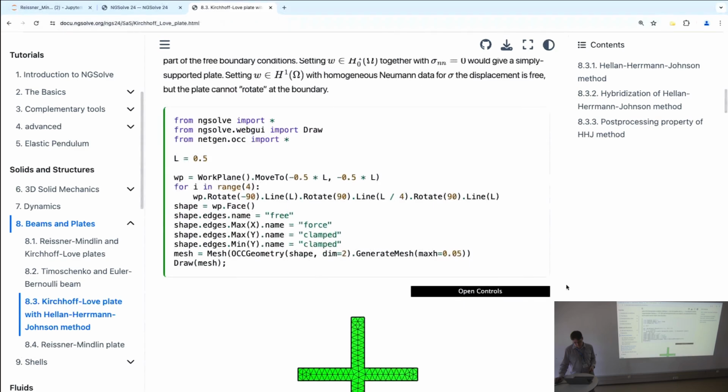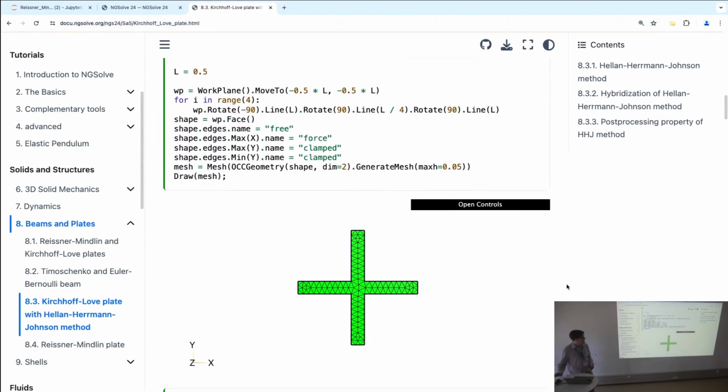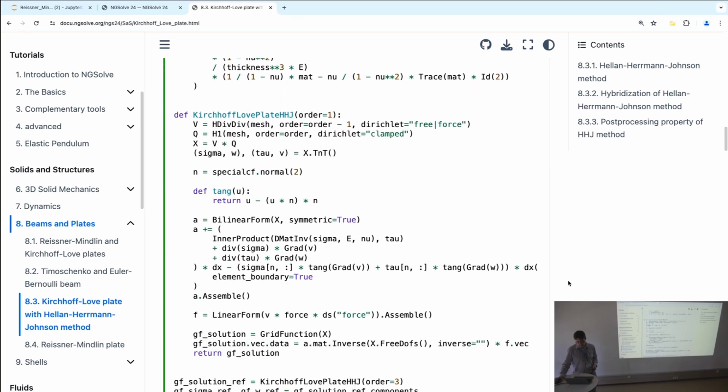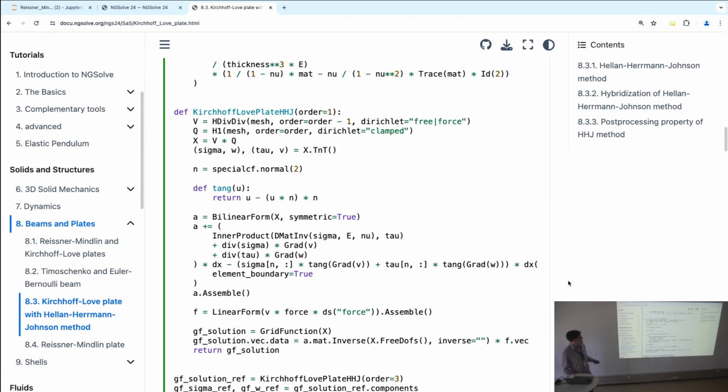And so let's solve a plate problem. We have a cross geometry here, and we fix it on the top and the bottom, and we apply a force only on the right boundary. And here we have the formulation for Hellan-Herrmann-Johnson. So we have H(div div), H1, and here we have the pairing, the Hellan-Herrmann-Johnson pairing. Here we have the force, and we can solve it.